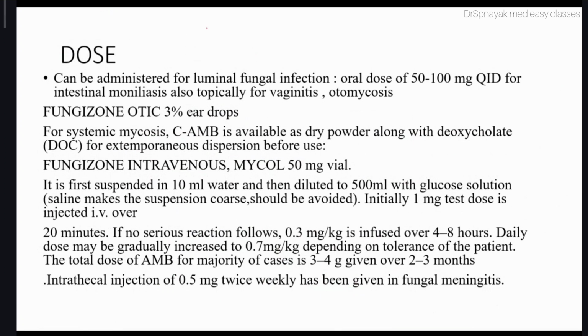But there are a few oral formulations available, which are used for fungal infections caused mainly in the intestines, say intestinal moniliasis. In such cases, very rarely we prescribe the oral formulation. The dose is 50 to 100 mg. We prescribe amphotericin B, which acts locally in the intestine. Otherwise, it is used only for systemic infections.